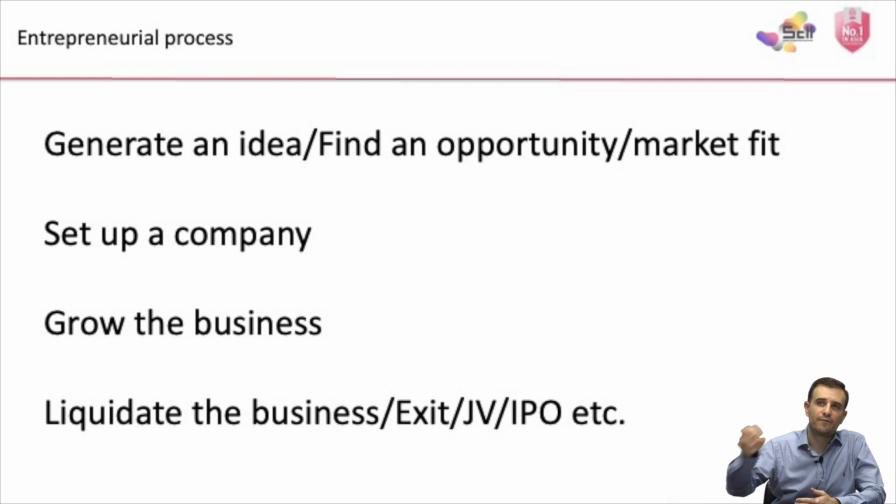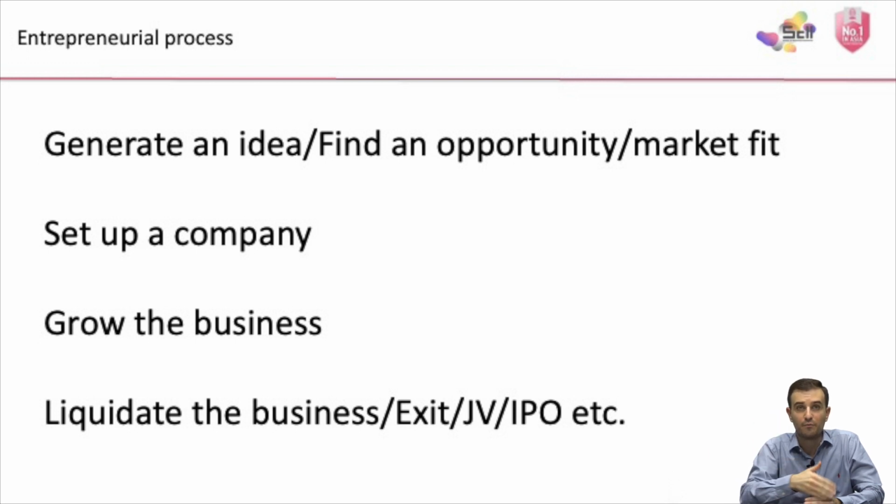idea generation and finding an opportunity in the market, and then finding a product market fit. And when you do this, then you can move on to the next milestone, which is to set up a company and then to grow the business, and then finally to hopefully exit your successful venture. It can be done through an initial public offering on the market, or some joint ventures, or a takeover by a bigger competitor, and so on. So again, this is true. This is generally the usual process of entrepreneurship and entrepreneurial finance. So we can use these milestones to check whether a company is progressing according to the planned milestones.